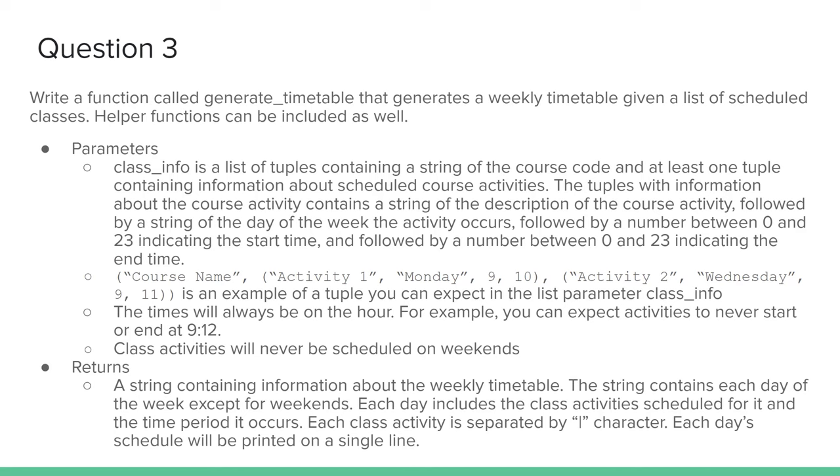So for example, this tuple has a string called course name, and then the next index is a tuple that has a string called activity 1, followed by the day of the week which it's scheduled on, which is Monday. And then the start time, which is 9, which indicates 9 a.m., followed by the end time, which is 10, which is 10 a.m. And then it has another tuple with a string called activity 2, followed by a string indicating when it's scheduled, which is Wednesday. And then it's scheduled from 9 a.m. to 11 a.m.